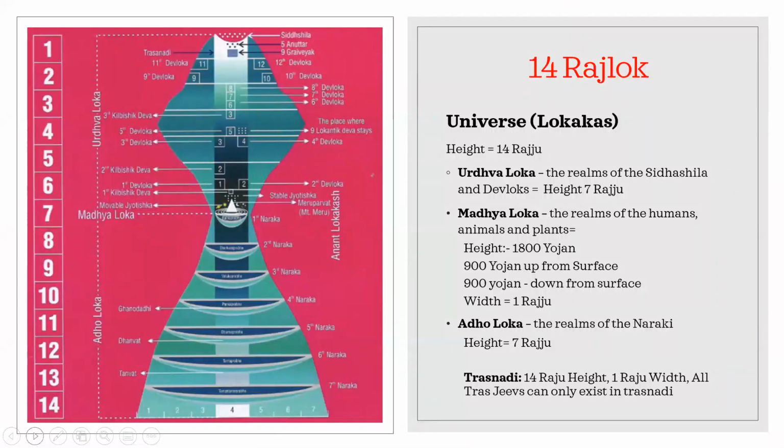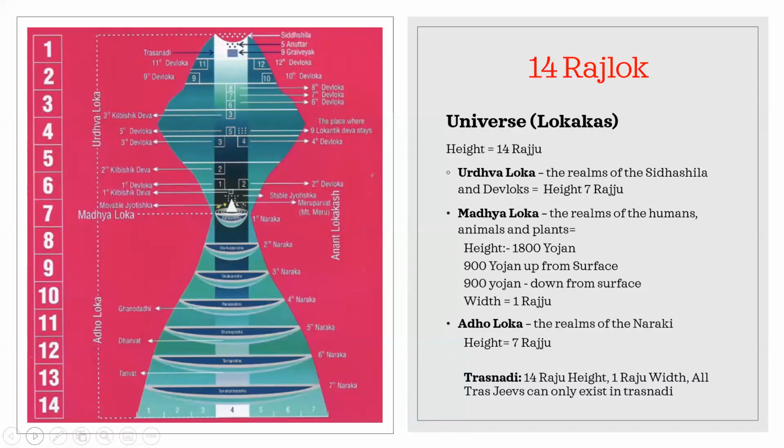So, I think we all know the basic structure of the Chaud Rajlok. We know the Chaud Rajlok is divided into three sections. There is Urdhvalok, that is 7 Rajju in height. Then there is Madhyalok, that is 1800 yojans in height. And this Madhyalok is also known as Tirchalok, and it extends 900 yojans above the Swayambhutal Bhumi and 900 yojans below the Swayambhutal Bhumi. And then the last section is Adholok, and Adholok is also 7 Rajju in height.